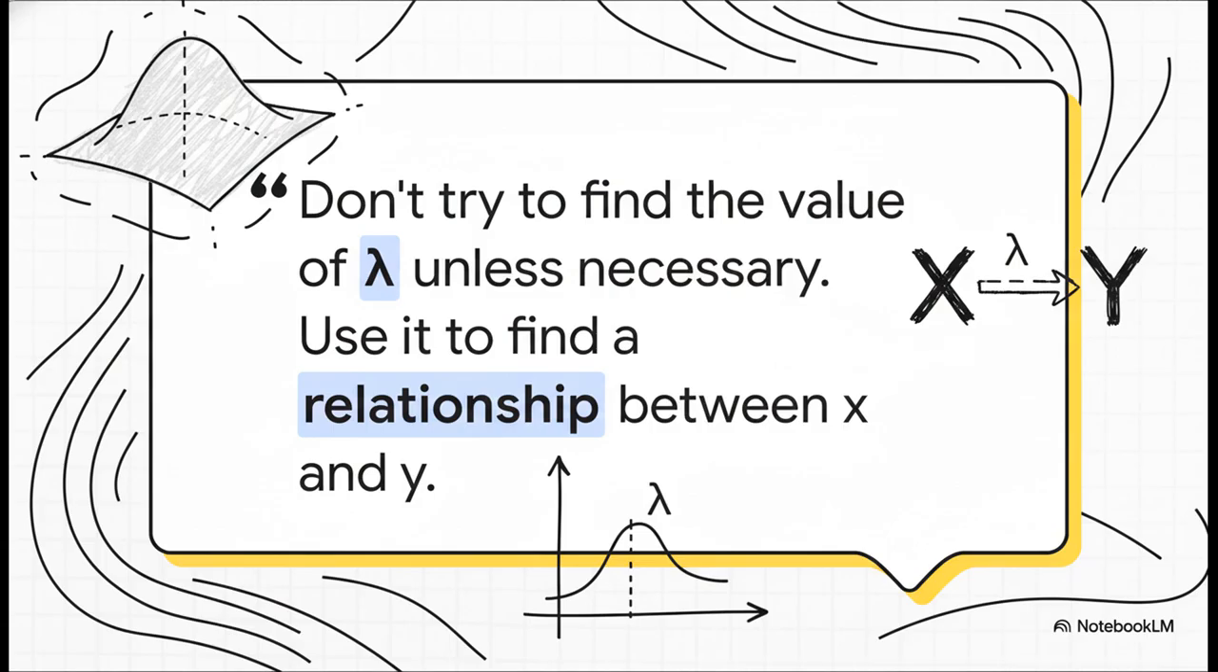And hey, here's a fantastic pro tip straight from our source material. This could save you a ton of work. When you're solving that Lagrange system, you see that little lambda symbol? It's just a helper. The real goal is to use the equations to find a relationship between your variables, x and y. So don't get bogged down trying to find the actual value of lambda itself.